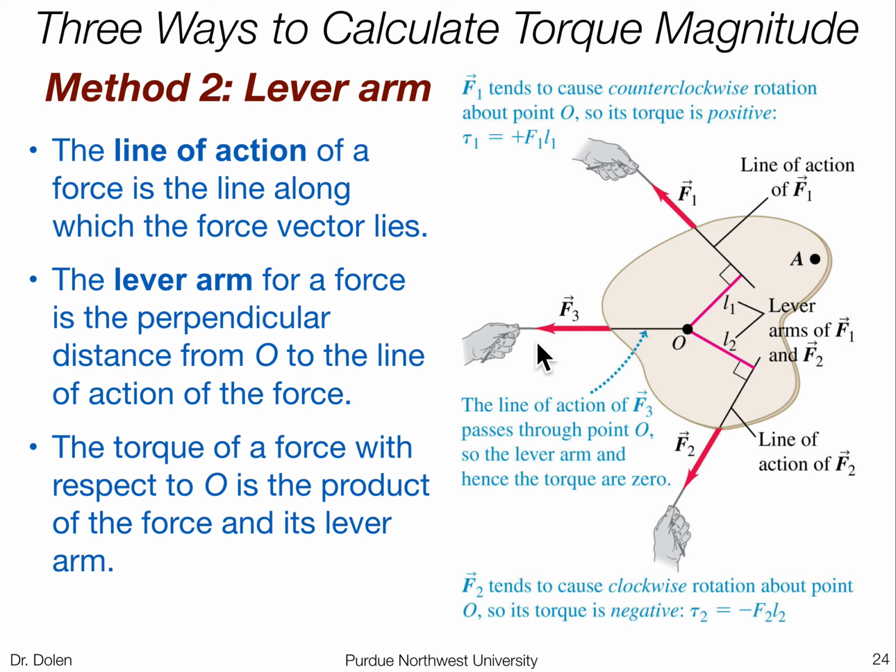Force 3 is not applying any torque. If I draw my line of action here, it passes through my rotation axis. So there's zero distance between my line of action and my rotation axis. My lever arm is 0, and therefore this applies no torque. I'm just pulling on my axis without causing any rotation. For this force, this is my line of action, this is my lever arm, so this force times this distance is my torque. And that's going to cause this object to rotate.